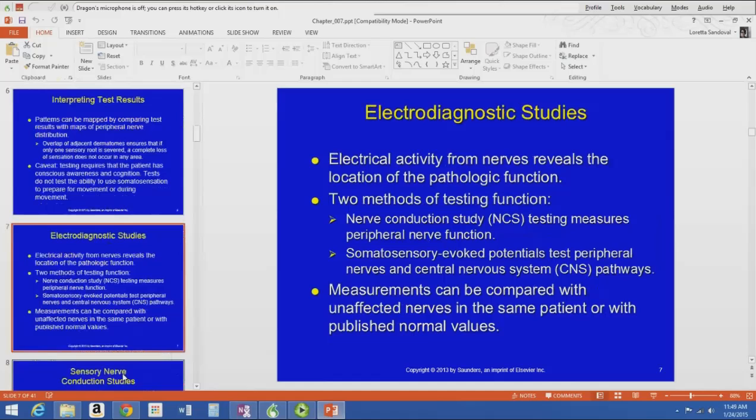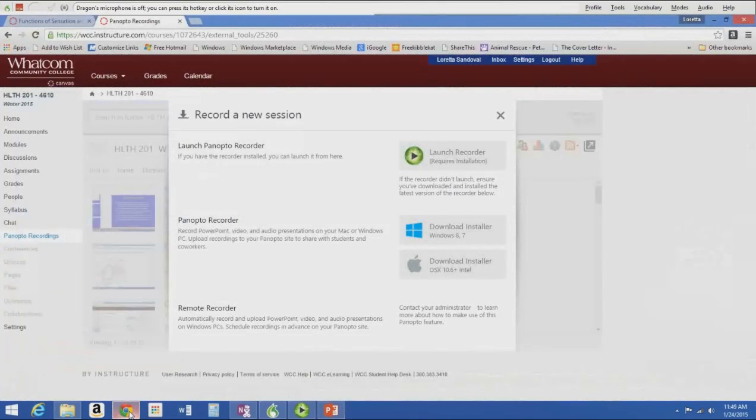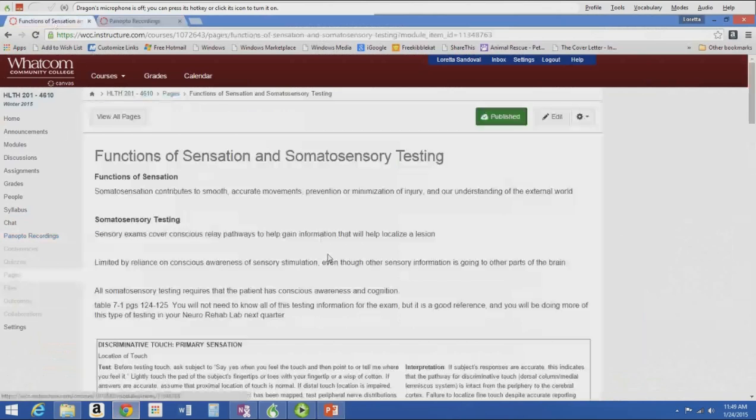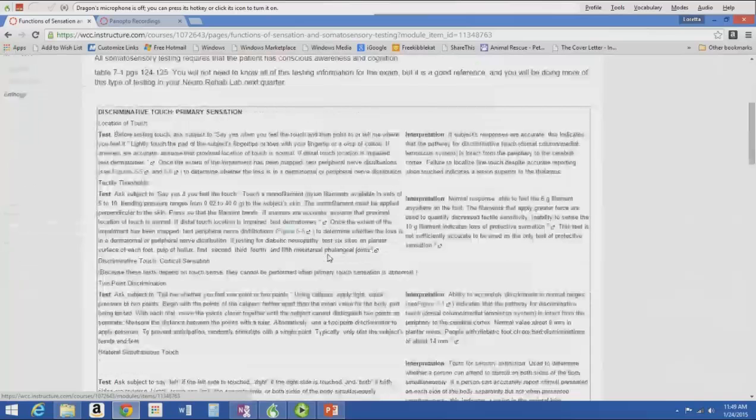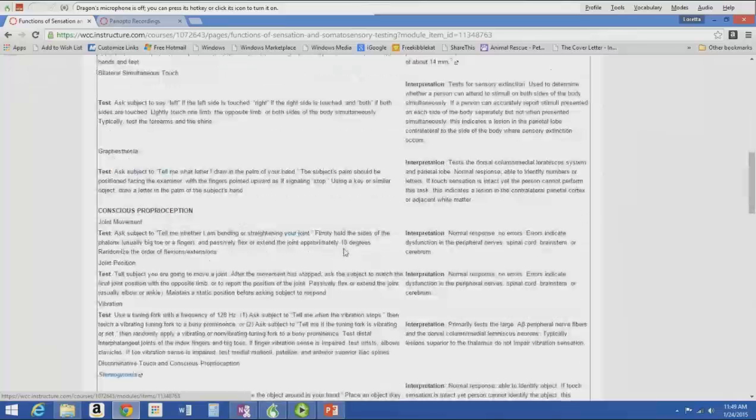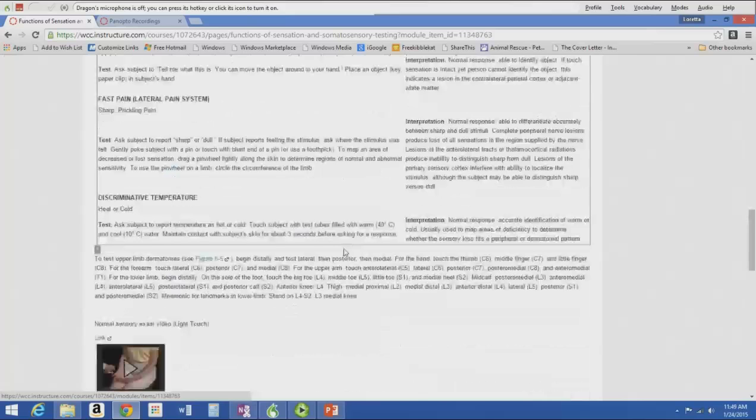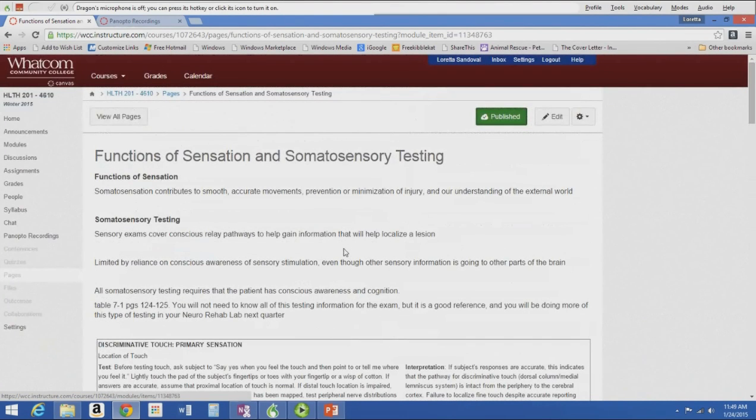In Chapter 7, there is a chart, and I have it in the module as well. This is really just a review of the testing that we did in the tests and measures class last summer, how you do it and what you're testing, and we are not going to do that in this class per se. You're not going to need to know any of the testing information for the exam, but it's a good reference, and you're going to be doing more of it in Neuro Rehab Lab next quarter.